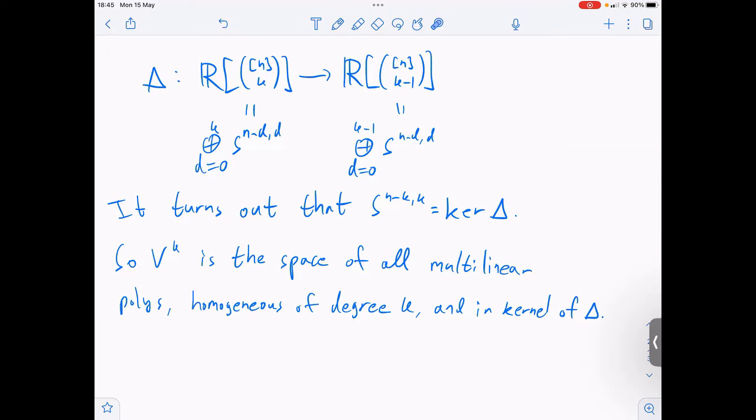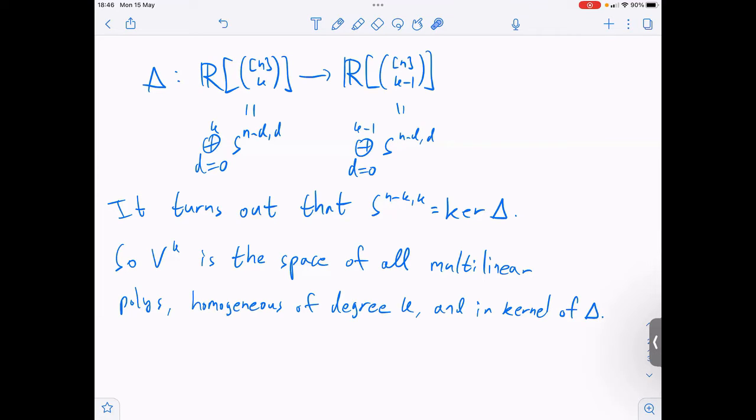So you take any polynomial you want, which is multilinear and homogeneous of degree k in these variables x1 to xn, and it needs to satisfy this additional condition that it's in the kernel of delta. So if you apply this delta operator, you have to get 0. And we'll see later on some examples, or actually all examples of polynomials of this sort.